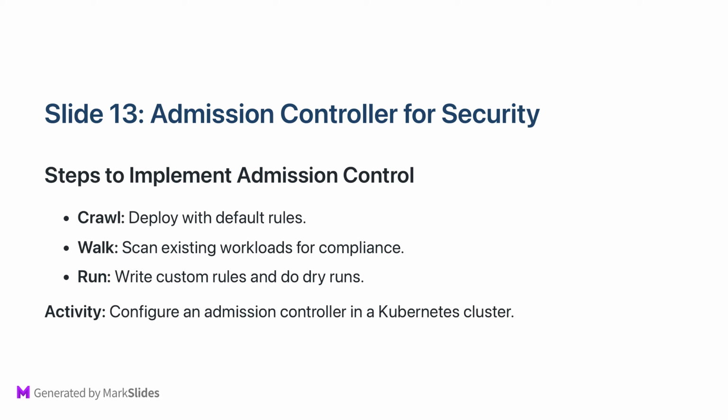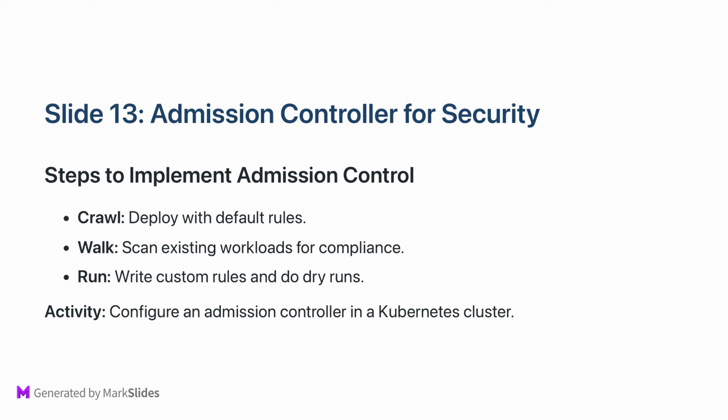2. Walk. Scan existing workloads for compliance. Once the admission controller is in place, the next step is to audit your existing workloads. Here, you scan for compliance with your security policies. This helps in identifying any current security gaps or misconfigurations. Essentially, it's a basis for your security posture, ensuring that all existing workloads retroactively meet your standards.